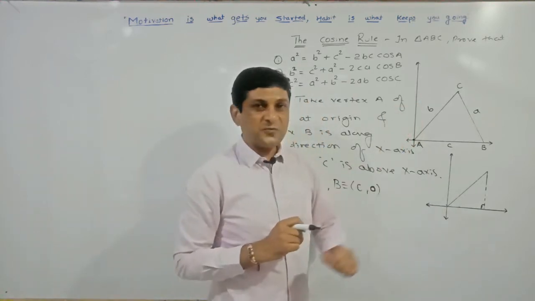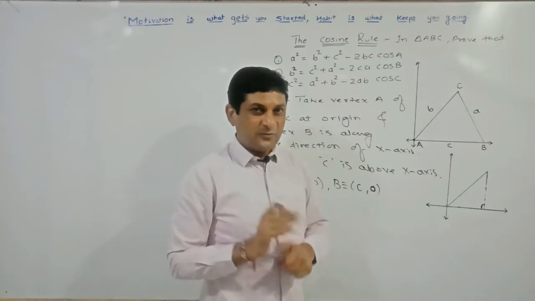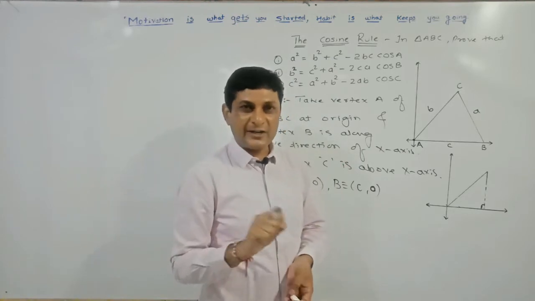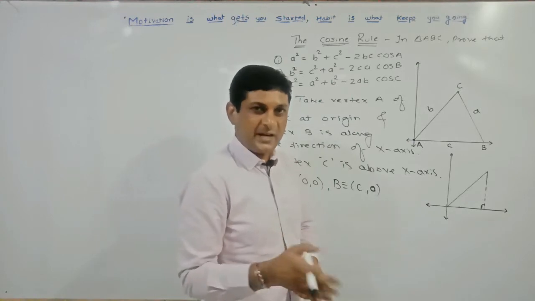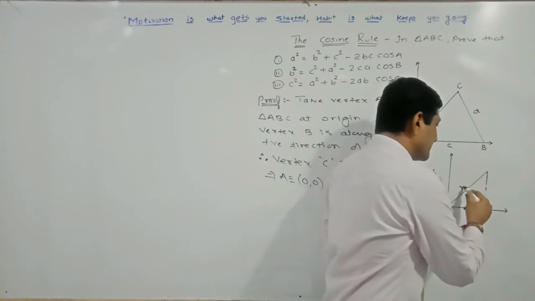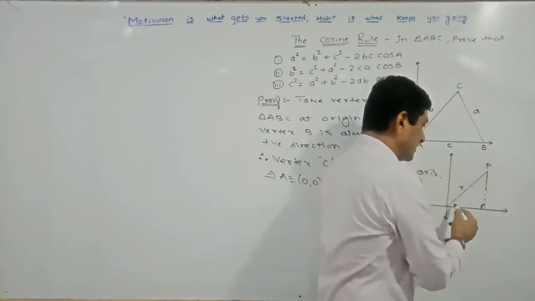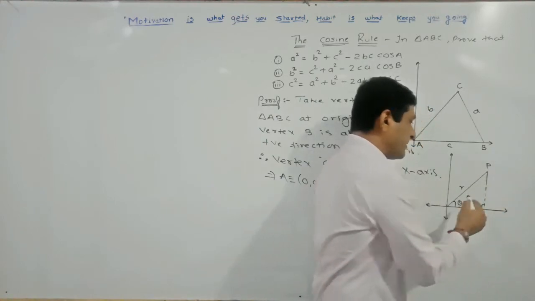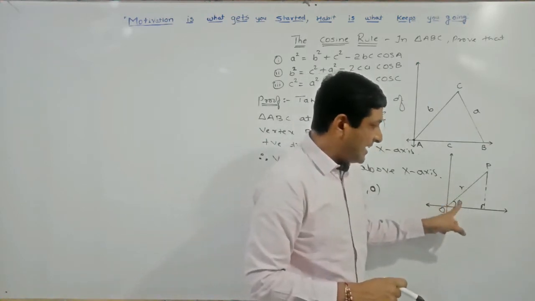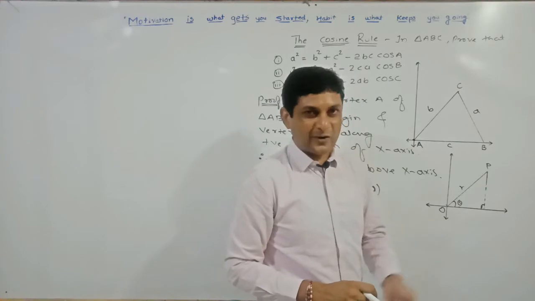Now we are trying to find the coordinates of point C. For that purpose, we are revising once again the relation between Cartesian coordinates and polar coordinates, which we have discussed in the last video. What we have seen is, if r is the distance of the point from the origin and theta is the angle made by this OP with the positive direction of x-axis, then this r and theta are called polar coordinates.